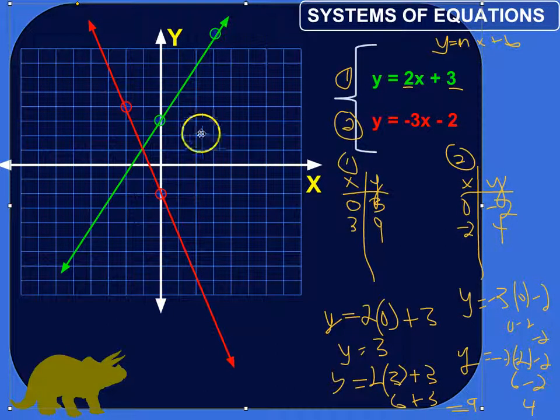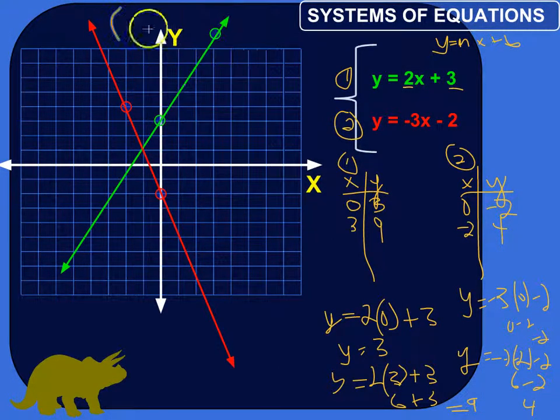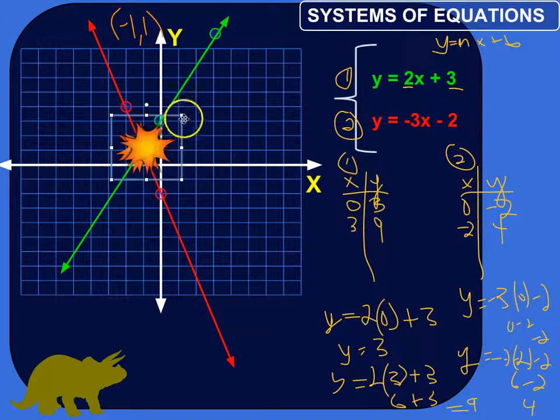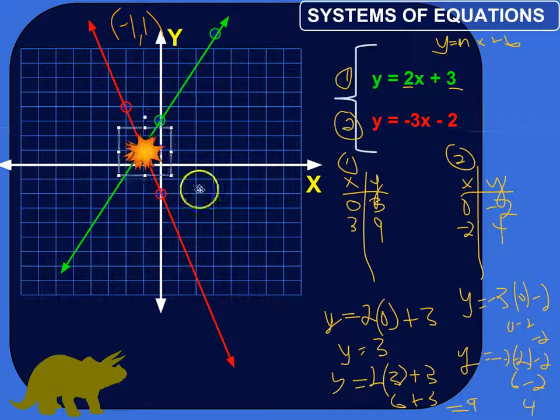Okay. So what was the question? The question was, where do they intersect? So let's just look. It looks like right there at the point -1, +1. So they look like they intersect at -1, and then y is +1. Okay. Just for fun, I'm going to put the intersection explosion right at that point. So that's the intersection point.